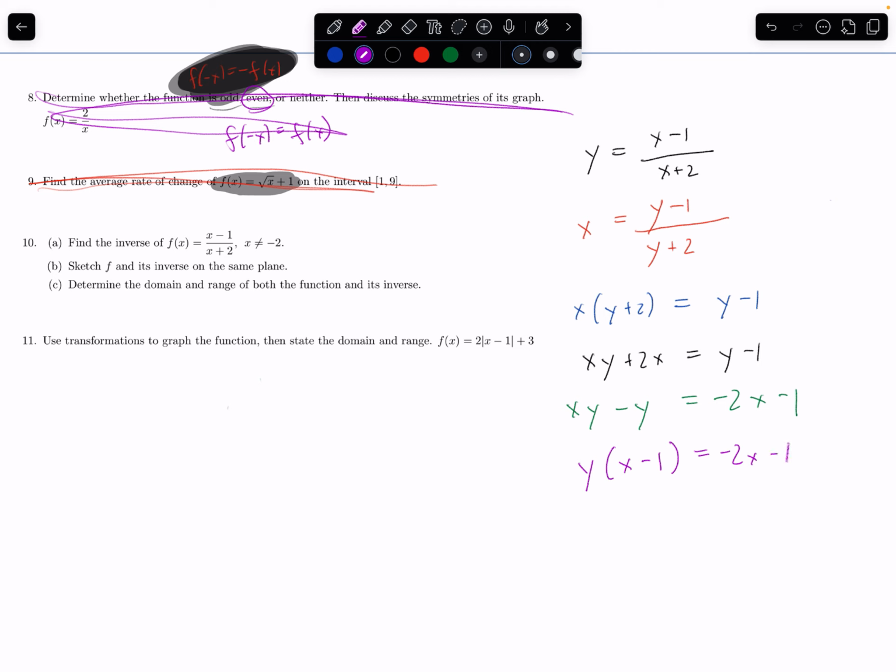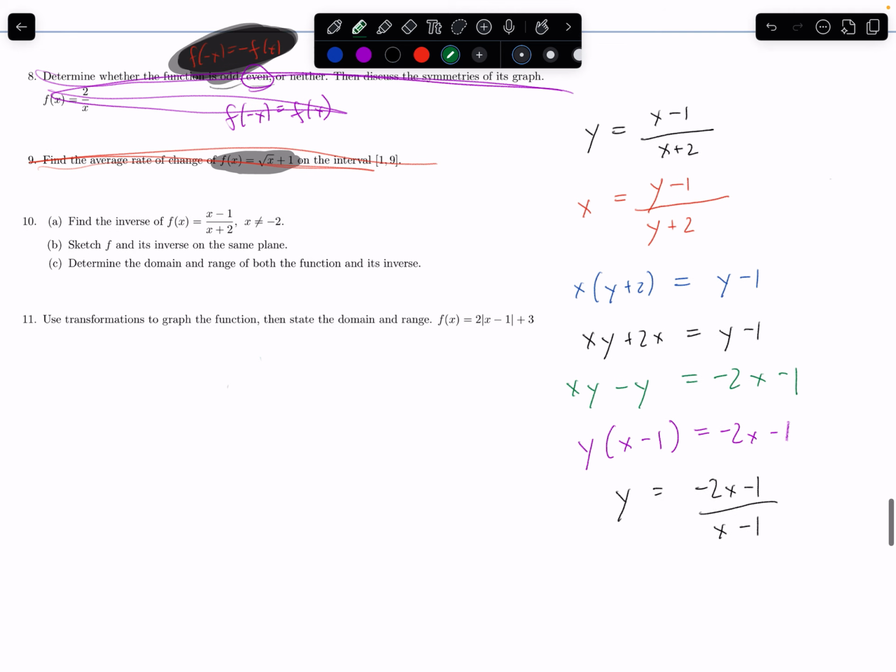And then finally divide by the x minus 1. So I get y equal to negative 2x minus 1 over x minus 1. And that essentially is your inverse function. One final thing is to just label it as the inverse function.